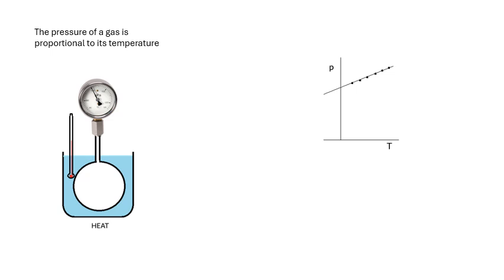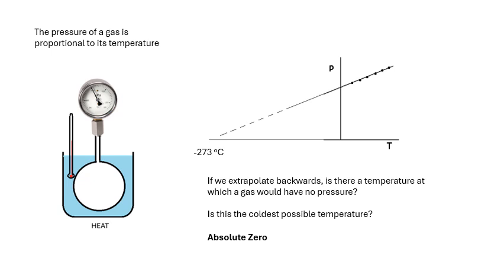Now, if you extrapolate, if you carry the straight line down till it cuts the axis, there's this idea that there might be a temperature at which this gas would have no pressure. In practice, that's not going to happen, because what will happen to a real gas is that it will liquefy and then it will probably turn into a solid, and other things would be happening at very, very low temperatures. But there's this idea that if it stayed as a gas, then there is maybe the coldest possible temperature, which would be absolute zero.